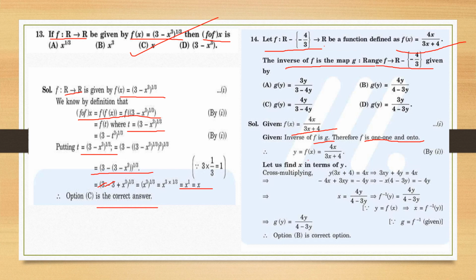And y is equal to f(x) equal to 4x upon 3x plus 4, right? So when the function is one-one and onto, how do we compute the inverse? We express x in terms of y, right? For it, cross multiply, and you will get x as 4y upon 4 minus 3y, which is f inverse of y, because if y is equal to f(x), then x equal to f inverse of y. And because g is equal to f inverse, g of y will be 4y upon 4 minus 3y. So that means option number B is my correct answer.